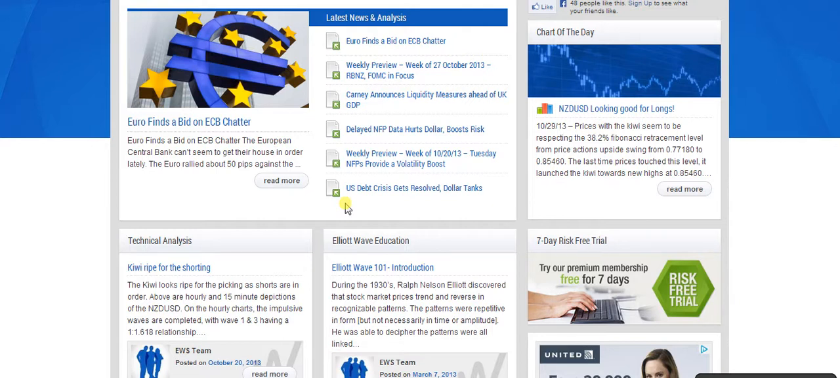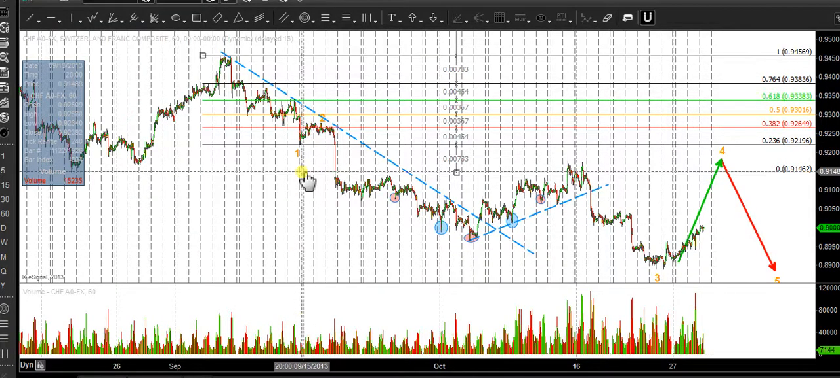Today is October 30th, 2013, and today I will go over two key crosses going into the day, and that's the pound dollar and the dollar Swiss. Now let's just start out with the dollar Swiss.